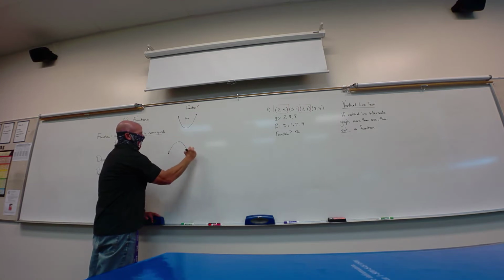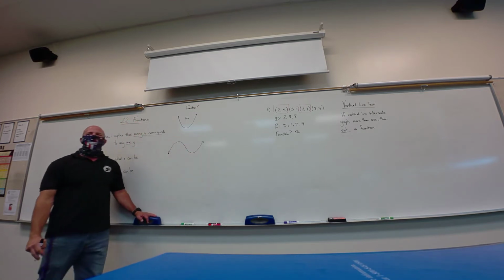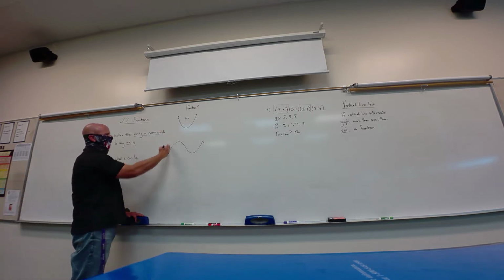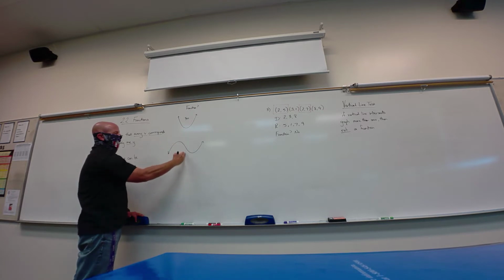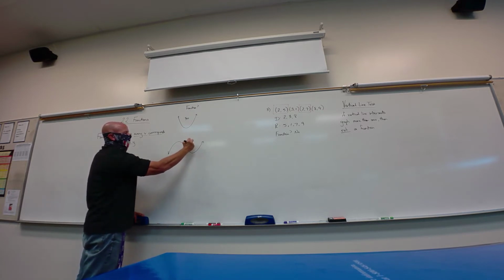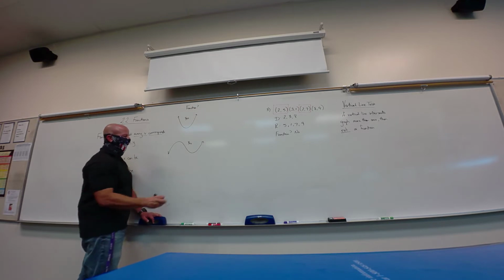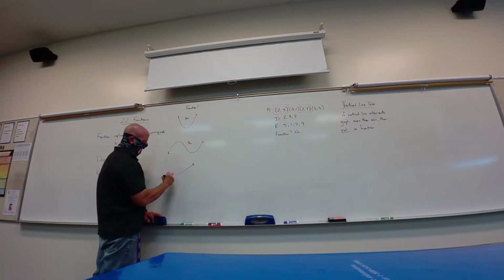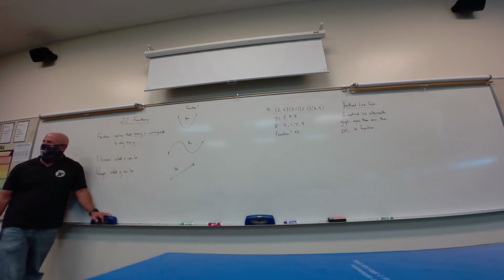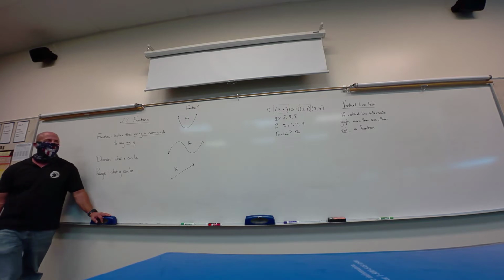How about a graph like this? Would that one be a function? Will it pass that vertical line test? Just picture vertical lines going through, never hits it more than once. Hey, that's a function. This is your old basic linear graph. Yeah, that's a function. No matter where you draw a vertical line, it'll pass.